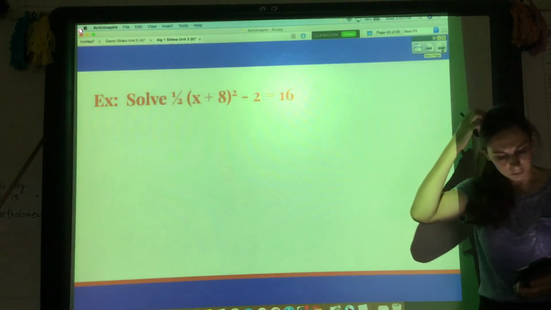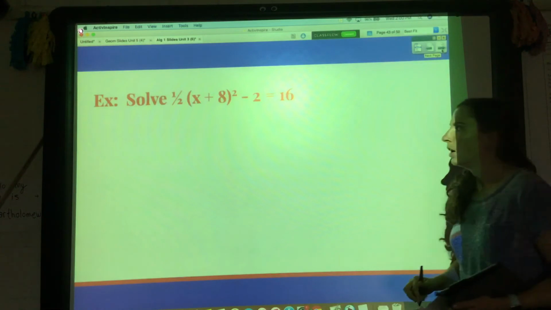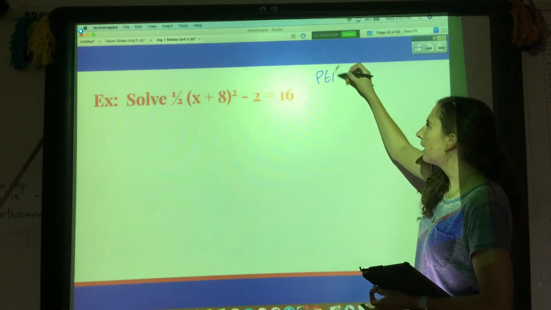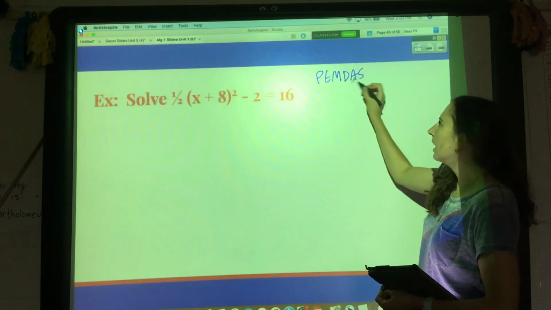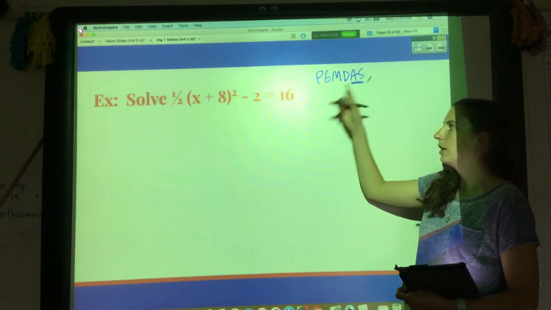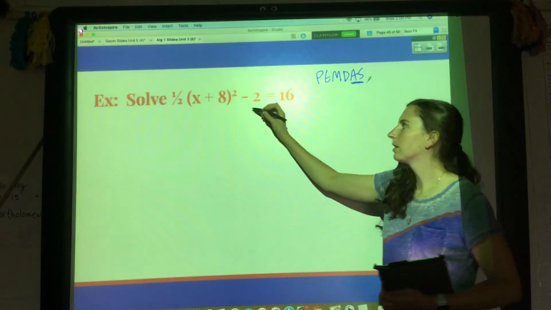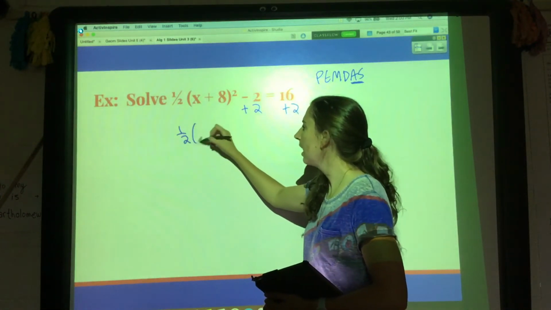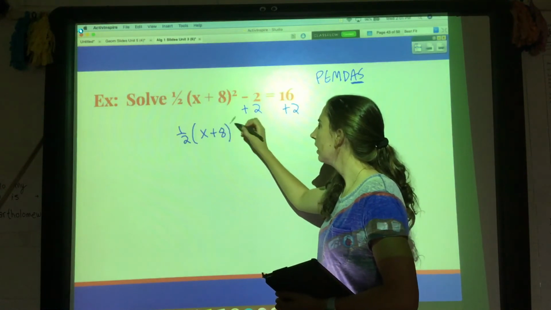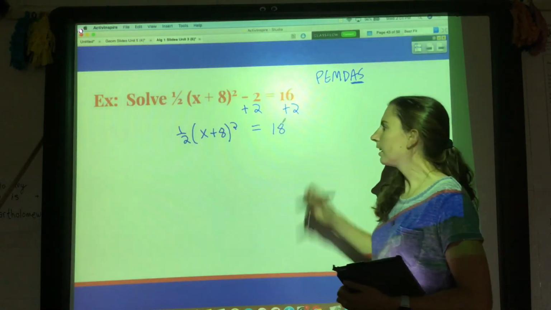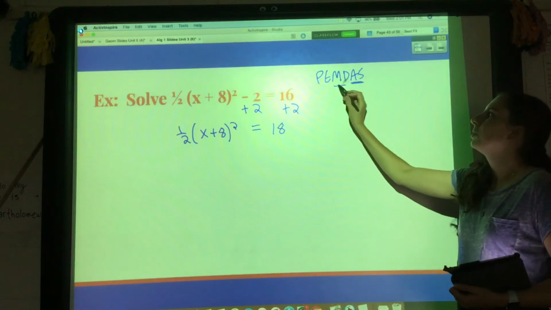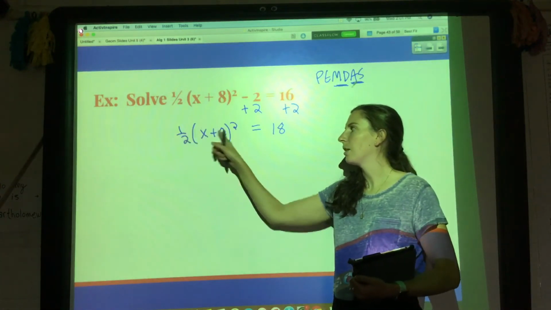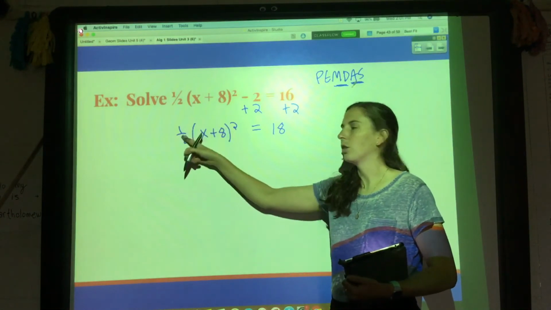Let's try a little more complicated one here. Remember, again, I'm going backwards of order of operations, so PEMDAS. Addition and subtraction comes first, so I'll deal with this first, leaving 1/2 (x plus 8) squared equals 18. Next comes multiplication and division, meaning the 1/2 times this stuff, that needs to go next.